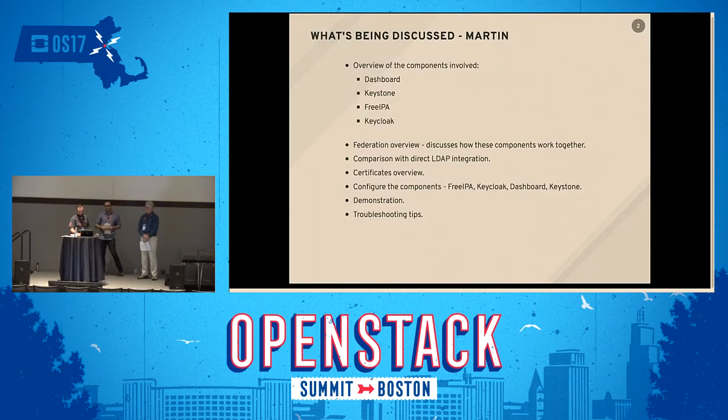Cool. All right, so I'll start us off by covering the agenda of this presentation. We're first going to describe the components involved. Those are the dashboard, Keystone, FreeIPA, and Keycloak. And then we're going to talk about how these components all work together to give us a federated design. And then we're going to go into the details of the manual configuration steps for each of these involved components.